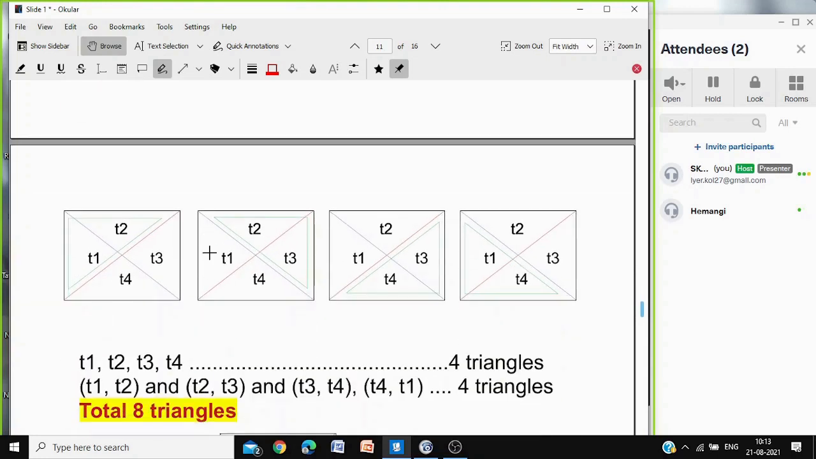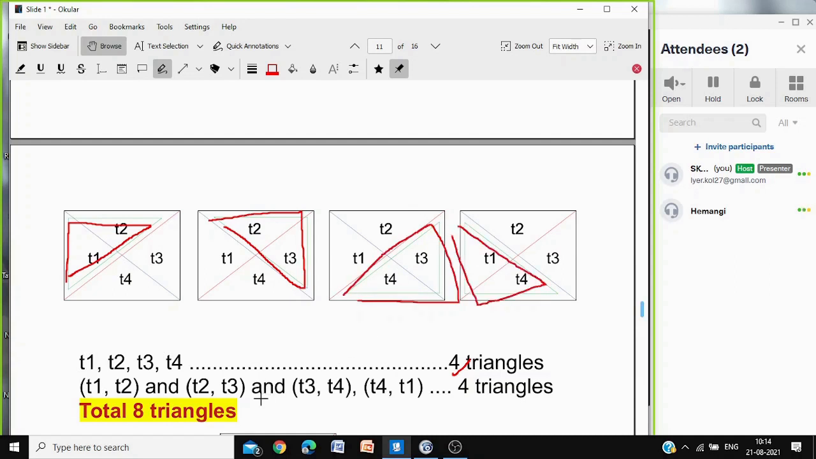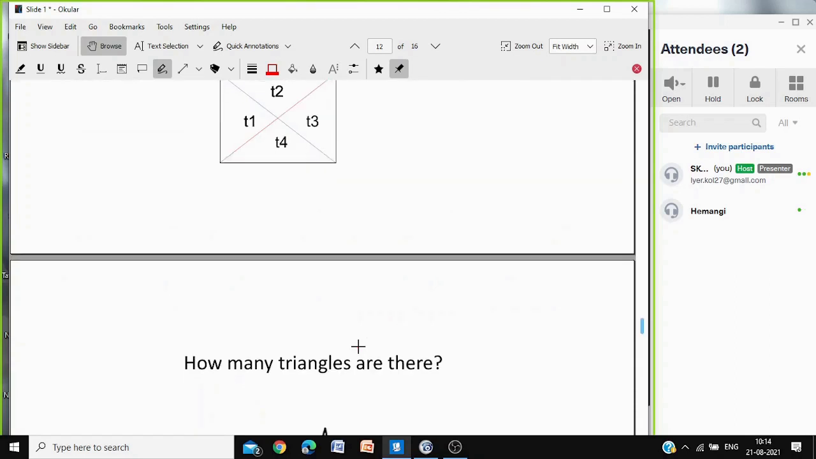See, first is T1, T2, T3, T4. They form 4 triangles. And then this is the triangle. See what I have, the outer triangle how I have drawn. This one is T1 and T2 combined. This is T2 and T3 combined. This is T3 and T4 combined. And this is T1 and T4 combined. So we are getting 8 triangles in all. That's actually what I showed you before, number of lines into 2, when their diagonals are there and all the lines are passing through the point of intersection of the diagonals.